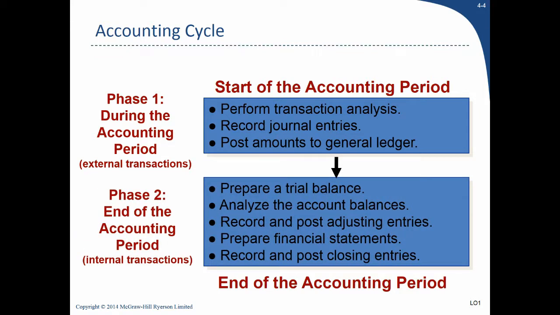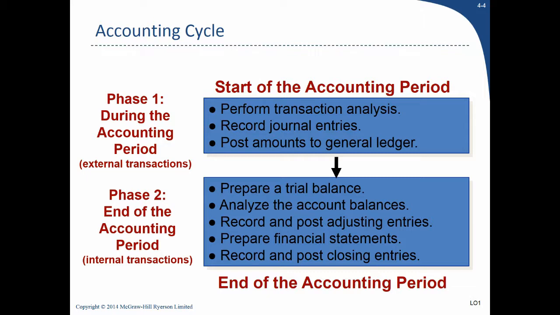Okay, so phase one, the external transactions, that was last week, right? You should all be thoroughly familiar with this between the lecture as well as last week's assignment and the problems. So now we're going to talk about phase two at the end of the accounting period. So once we've posted all of the journal entries, we've gone through all the 200,000 journal entries that we made throughout the year, we post them all to the T accounts.